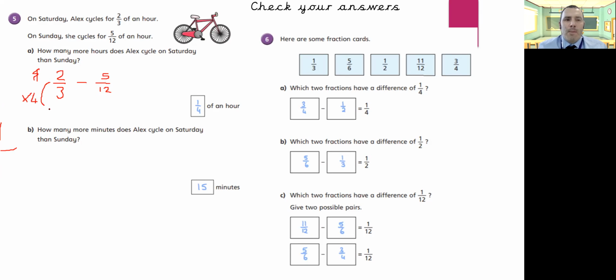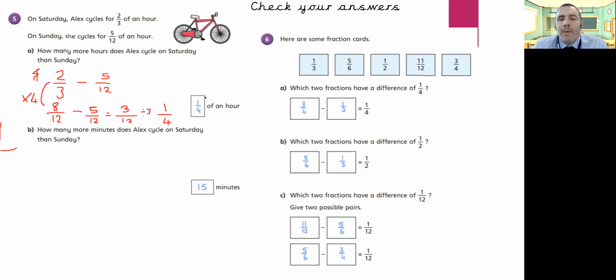So I need to multiply this one by 4. The reason I'm multiplying by 4 is 4 times 3 makes 12. So remembering what I do to the denominator, I also have to do to my numerator. 4 times 2 is 8. So I'm now doing 8/12 take away 5/12. So 8 take away 5 equals 3. And I know both of these are in the 3 times table. So I'm going to divide this entire fraction by 3, which gives me 1/4. So that's how we got to 1/4.